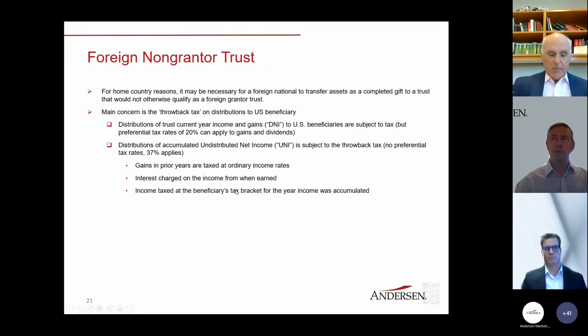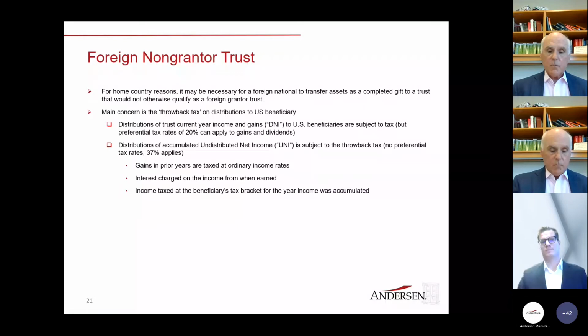Okay. So David, you want to talk more about non-grantor trusts? Yeah, I'll just cover these, and then that'll bring us to our summary, and then we can address any questions that have come up.